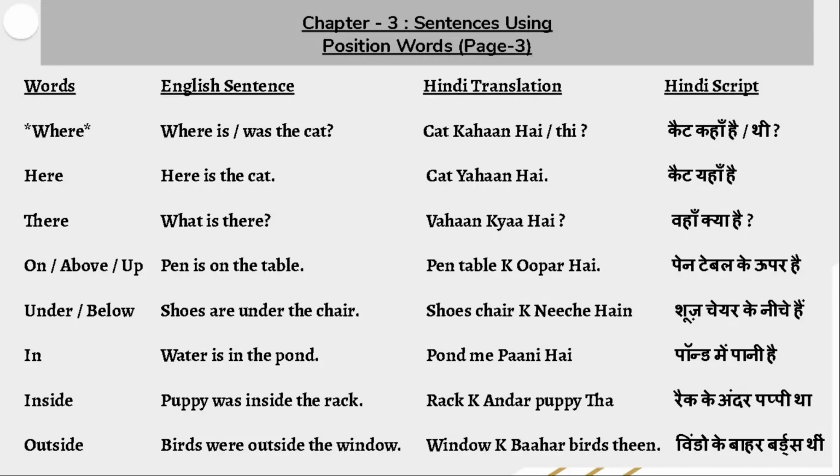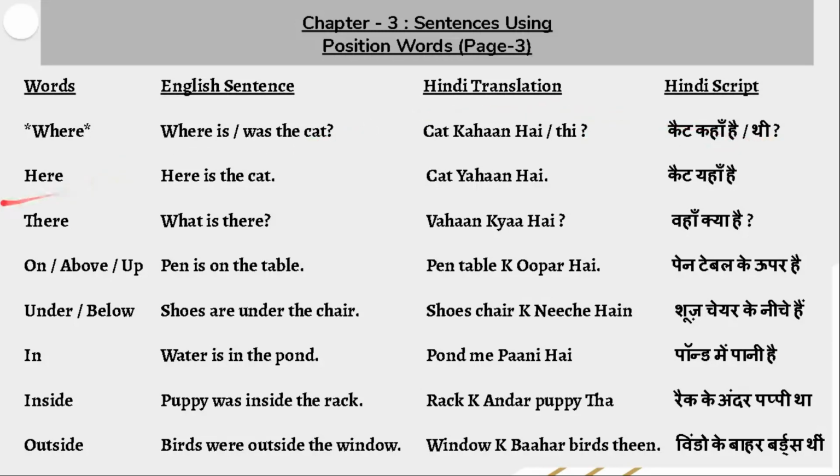This is my next slide, which is showing the sentences using positional words. Here I'm giving the sentence examples. As I told you, for more clarity, I'll give one more example at the end of this chapter. So here I have used the where, which I have taken from my first chapter. Where is or was the cat? Is, है, was, थी, as cat is considered as the feminine. So here the meaning is cat कहाँ है और थी.